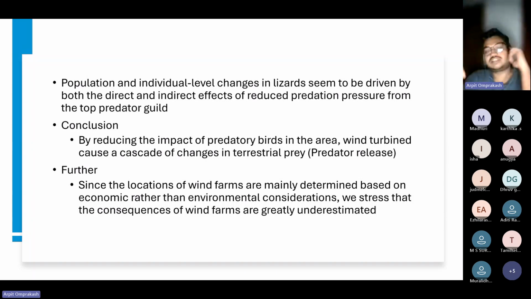And further, they say that since the location of wind farms is mainly determined based on economic rather than environmental considerations, the consequences of having a wind farm are greatly underestimated, because we generally don't estimate the cost of these wind farms to the ecosystem, to the environment, and to the animals that are present in the environment. Okay.